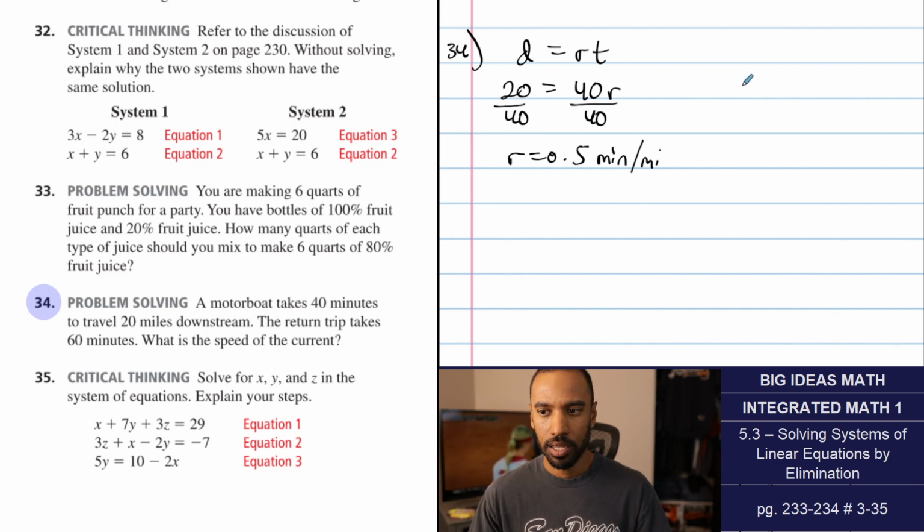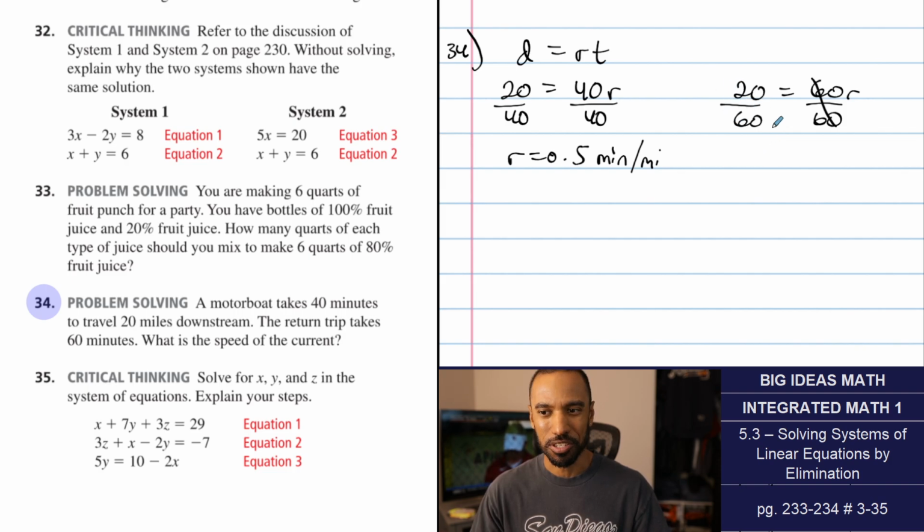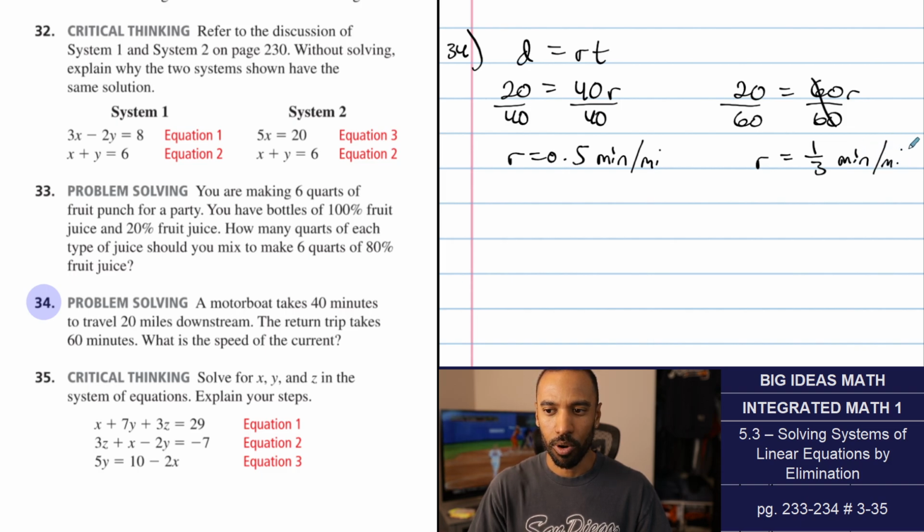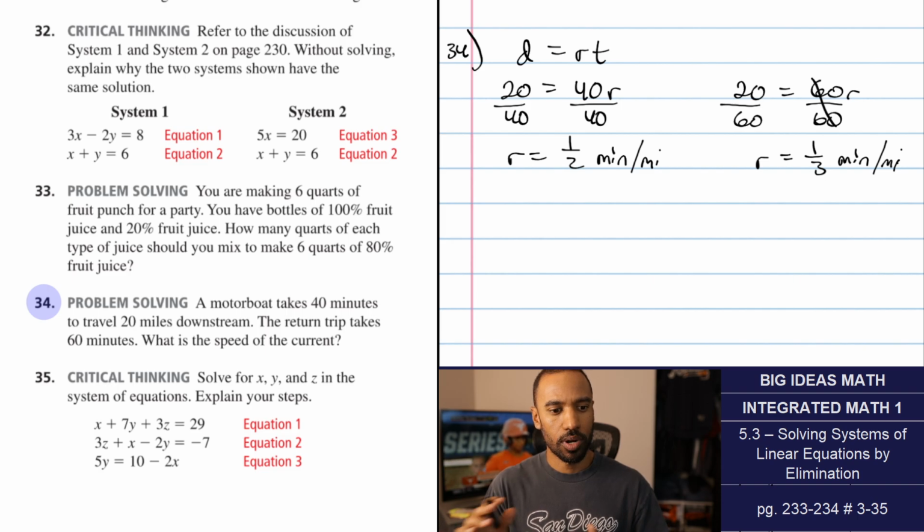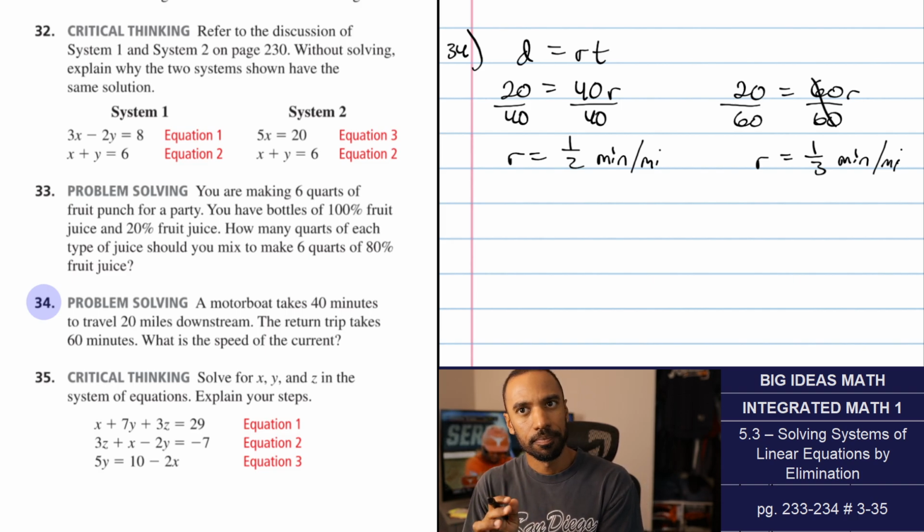So 20 in this case equals 60 times the rate. And divide by 60 here. I just realized I'm showing the division there. Normally I wouldn't do that, but it's because of fraction reduction. I wanted to show it. R is 1/3. So 1/3 of a minute per mile. Let's change the 0.5 into 1/2 so we have agreed upon things here. So here's what I'm thinking. 1/2 minute per mile and 1/3 minute per mile. The first trip downstream.